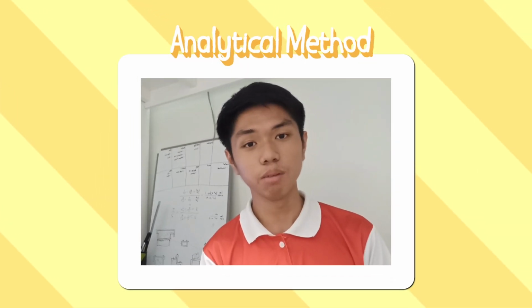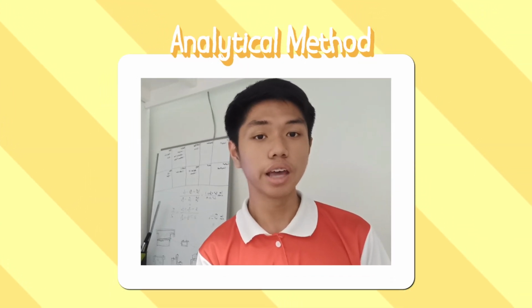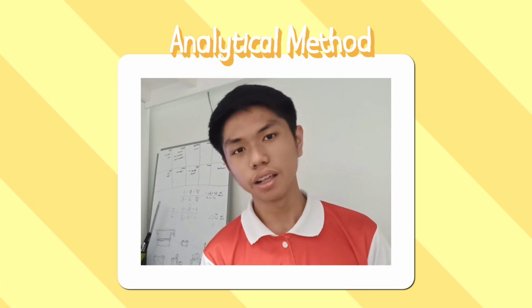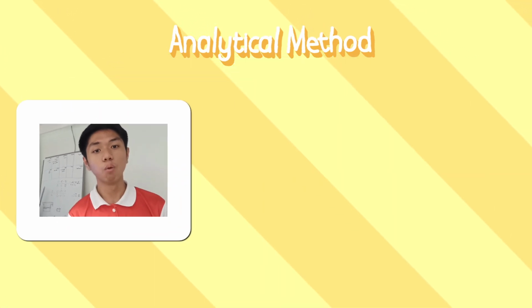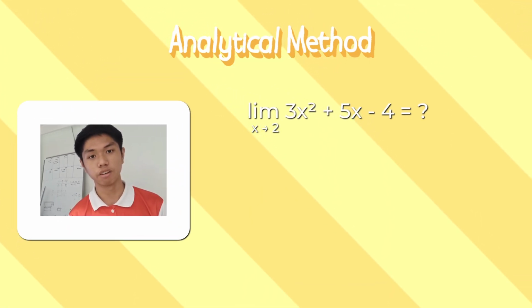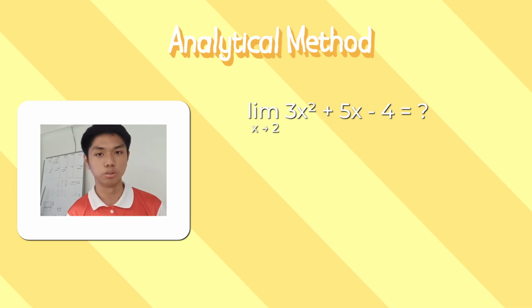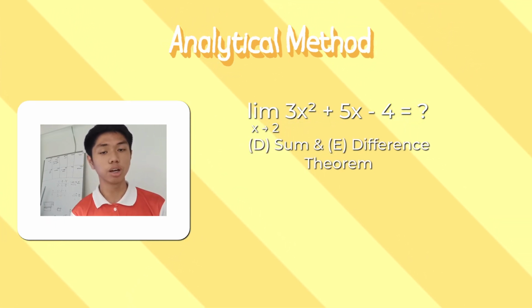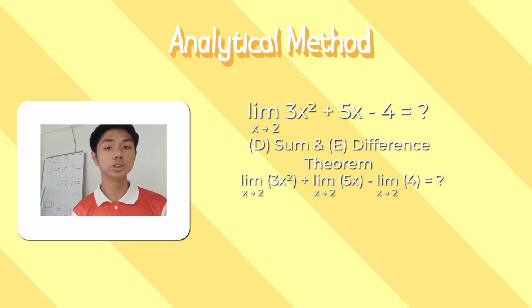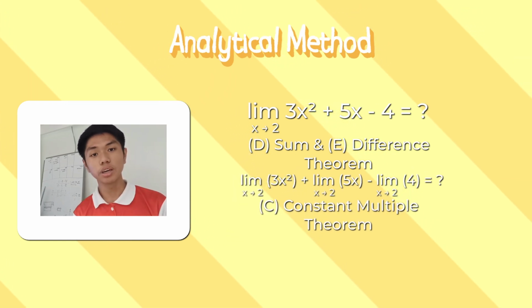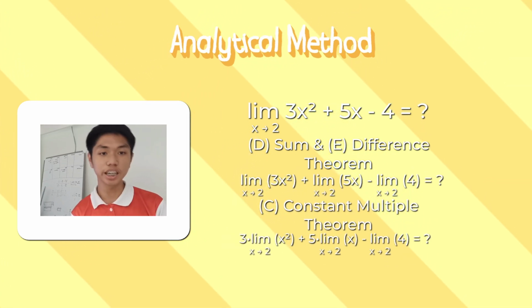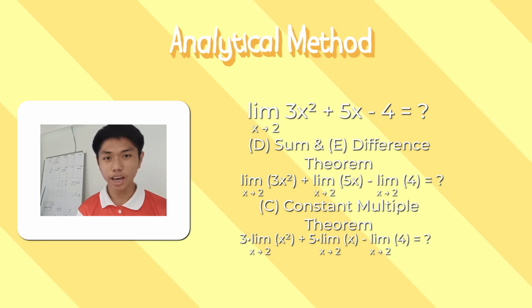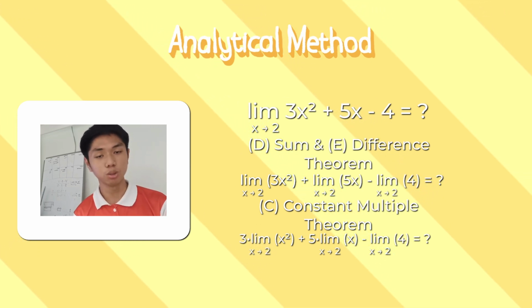If we want to find the limit using the analytical method, we'd have to use the limit laws. Take for instance this problem. What is the limit of 3x squared plus 5x minus 4 as x approaches 2? Let's break this down. First, we use the sum and difference laws to evaluate these terms separately. Then, using the constant multiple law, we can take out the coefficients of the first and second terms outside. After that, we can find the limits of these individually.